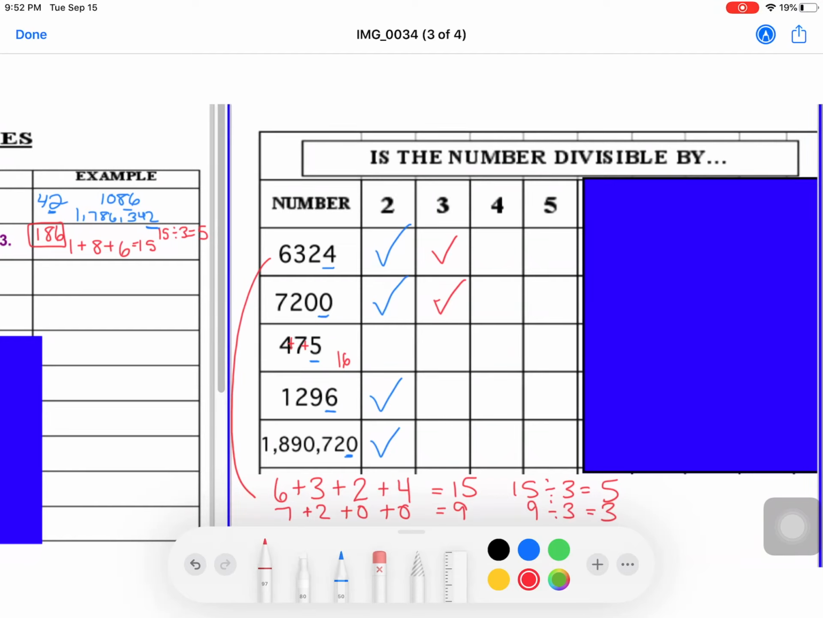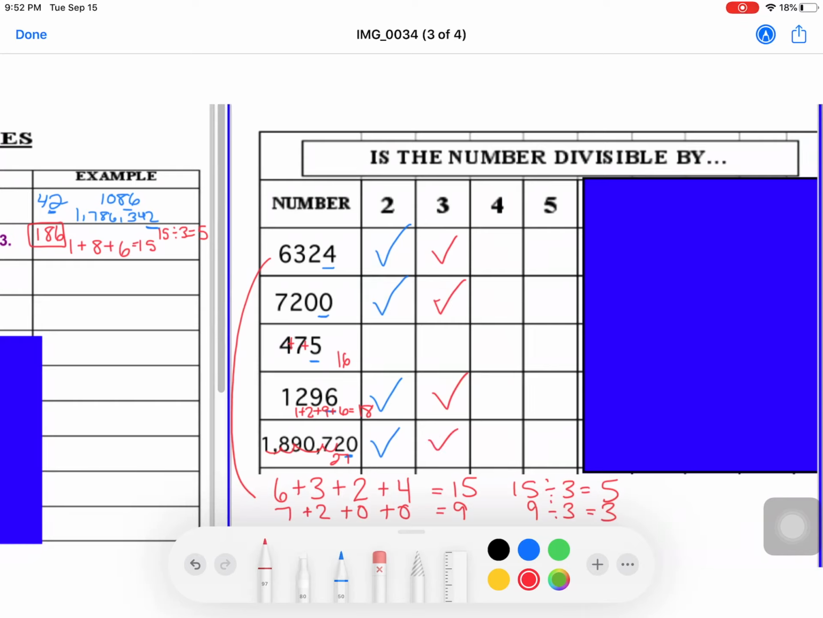So I'm going to leave it blank. Okay? In the next one, I'm going to add 1 plus 2 is 3. 3 plus 9 is 12. 12 plus 6 is 18. Does 3 go into 18? Yes. Goes in 6 times. The last one, 1 plus 8 is 9. 9 plus 9 is 18. 18 plus 7 is 25, and another 2 would be 27. Does 3 go into 27 evenly? Yes, it does. So I'm going to check off, hey, works for that one.